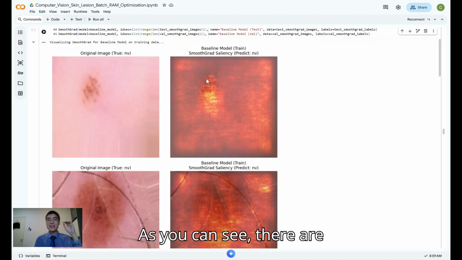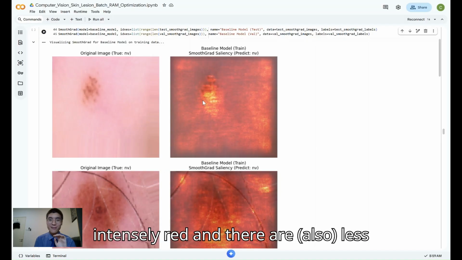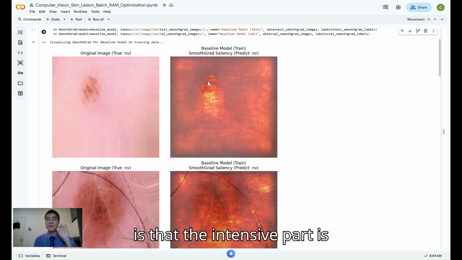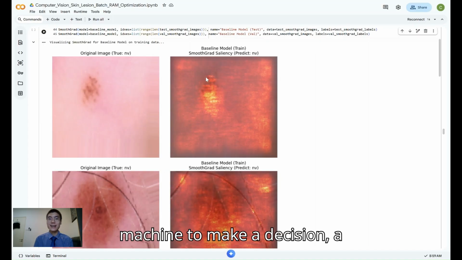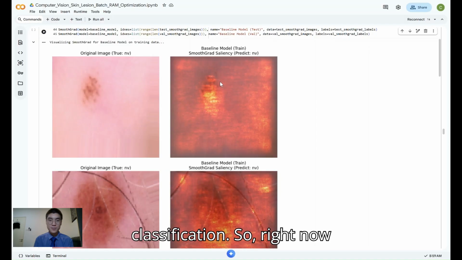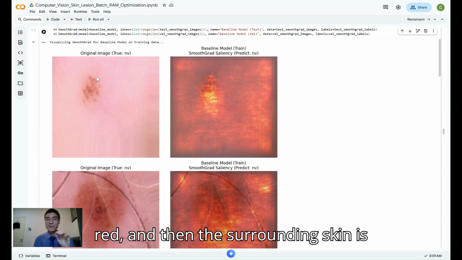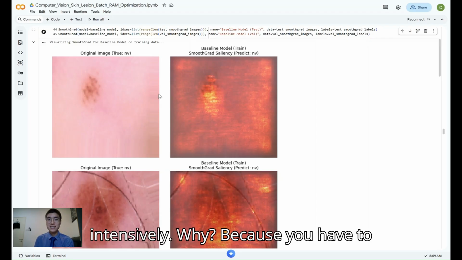As you can see, there are pixels highlighted intensely red, and others less intensely red. What this means is that the intense part is what influences the machine to make a decision, a classification. Right now, what we want is that the skin lesion is highlighted very intensely red, and the surrounding skin is highlighted a little bit, but not so intensely.